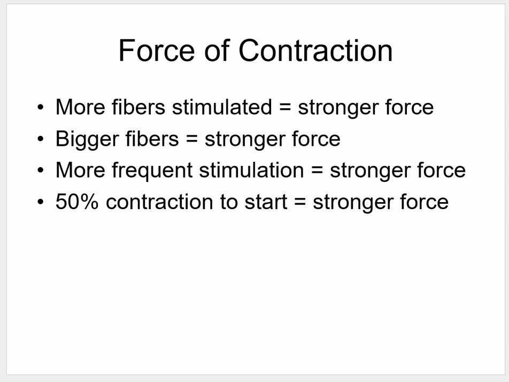So this is pretty intuitive. The more muscle fibers that you stimulate, the stronger the force. The bigger the muscle fibers, the stronger the force. Big biceps are always going to be stronger than small ones. The more frequent a stimulation, the stronger the force. And if you're at 50% contraction at the start, so if your muscle's already partially contracted, primed, ready to go, ready to lift something, you're already stronger than you would have been if you were at a relaxed state trying to lift something.